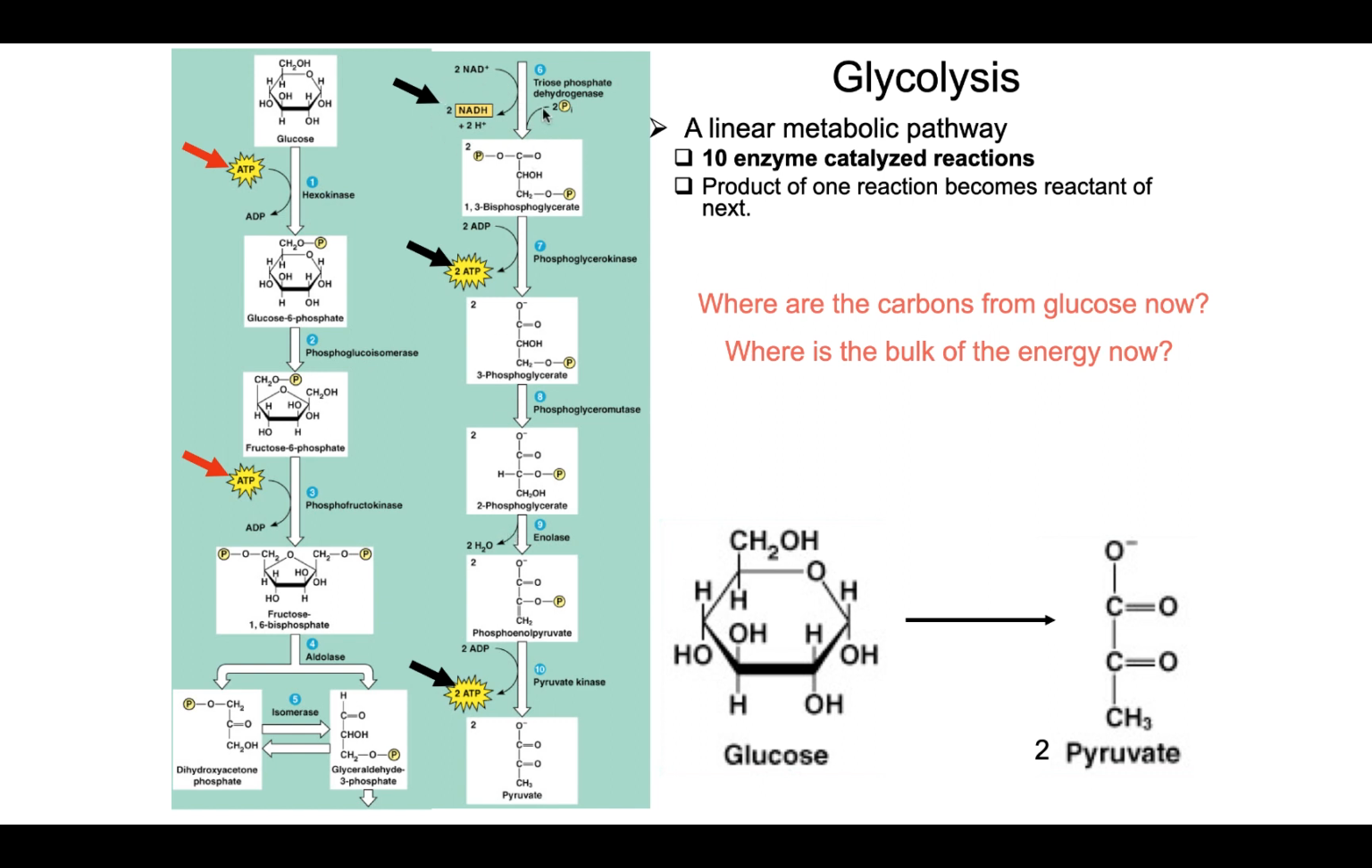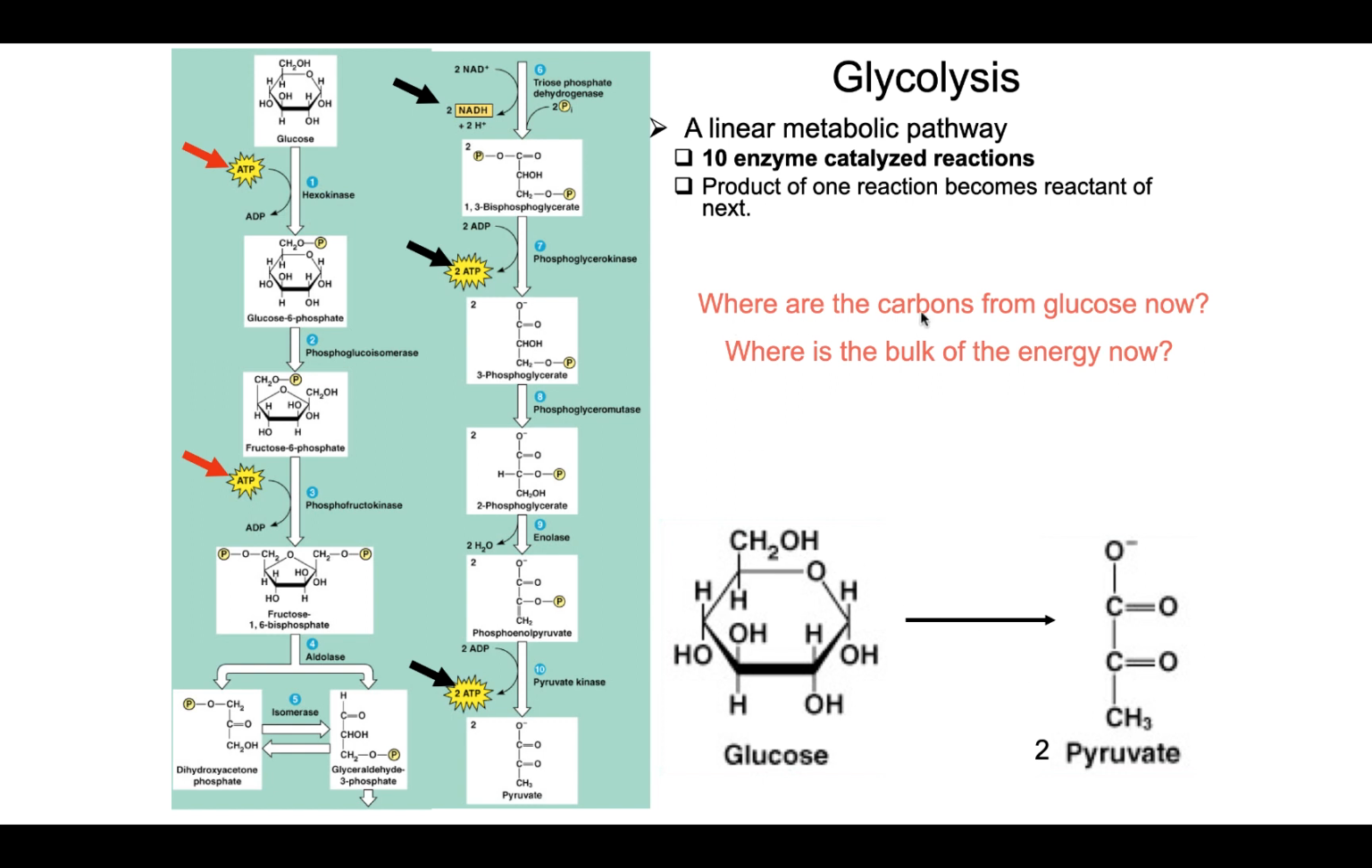Finally, we see here's a dehydrogenase. Here are our 2 NADHs that are being made. Remember, dehydrogenases are enzymes that catalyze the transfer of electrons from these fuel sources to NAD+ to make NADH. And then we go from glucose, a 6-carbon molecule, to 2 pyruvate. Each of them is 3 carbons, and so we haven't lost anything as CO2 yet.